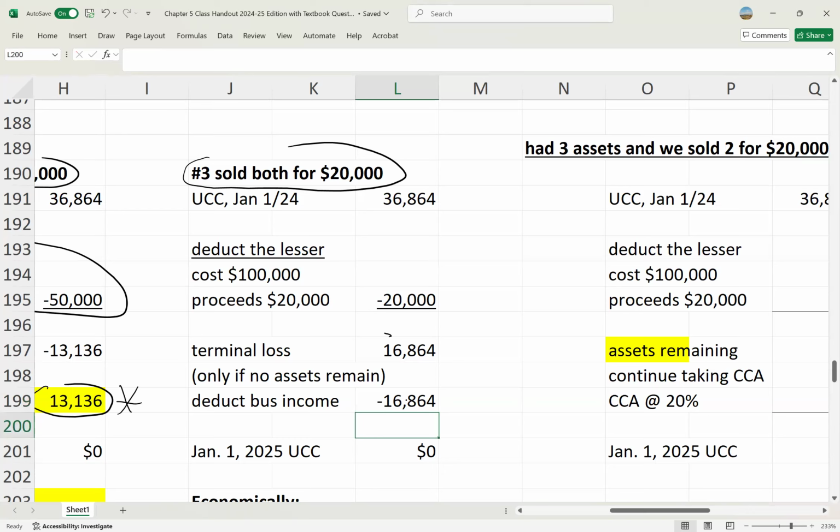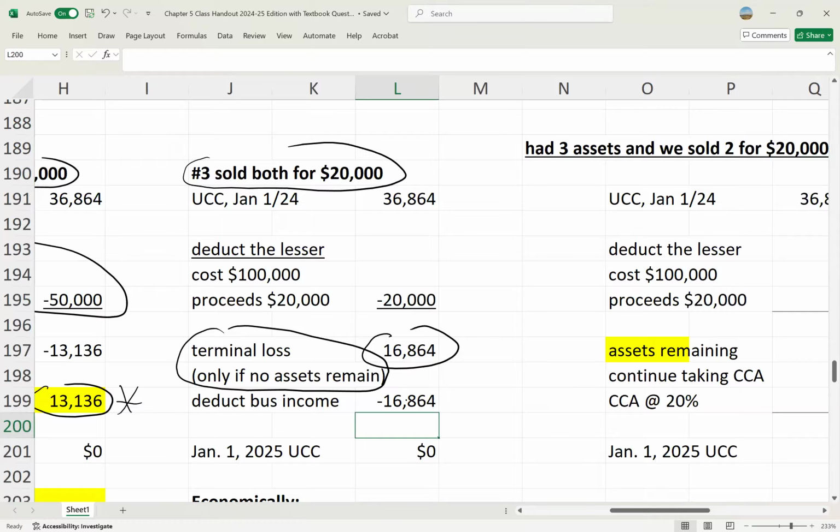So when you have a positive balance and there's no assets remaining at the end of the year, that is known as a terminal loss. In order to get that CCA class balance down to zero, you now get a further deduction of 16,864. You're not taking CCA because there's no assets left. So you get this deduction of 16,864 when you're calculating your business income.